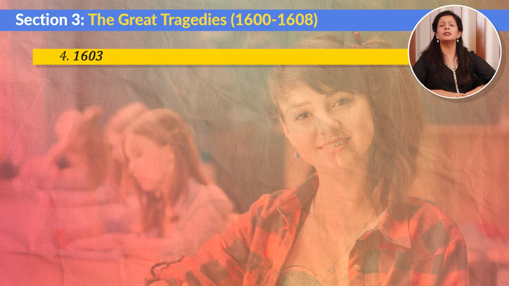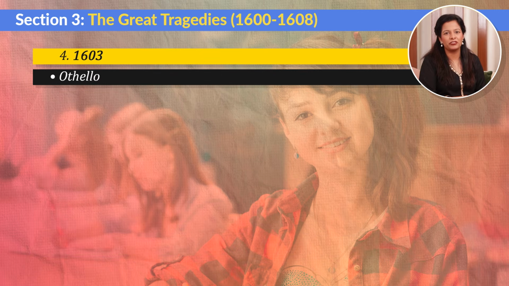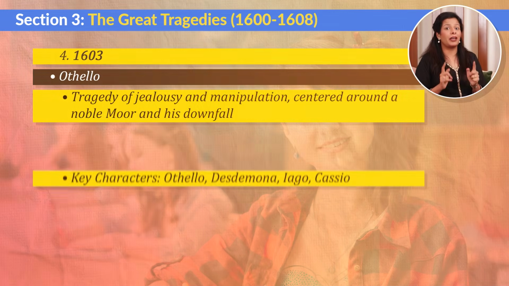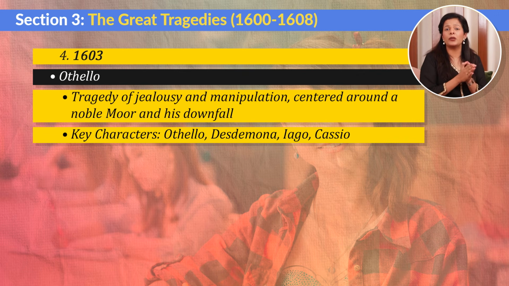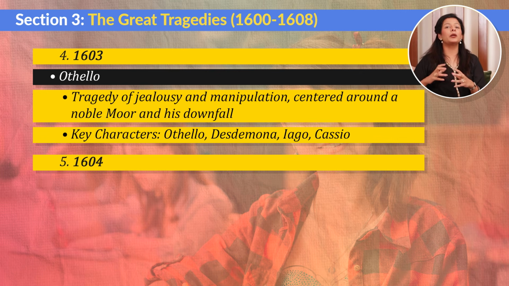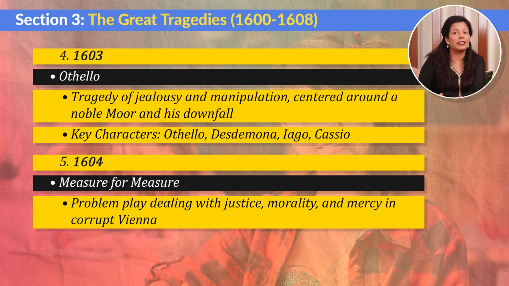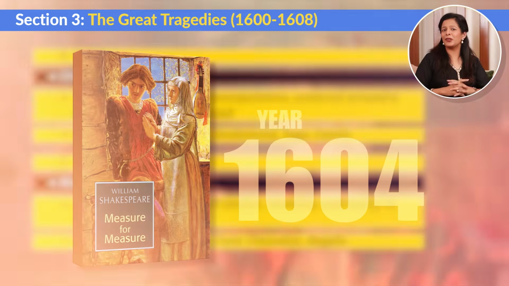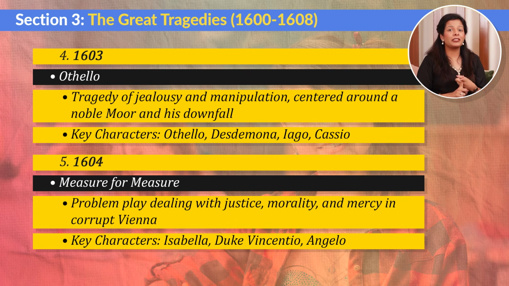In 1603 came another of Shakespeare's greatest tragedies, Othello. This powerful play explores jealousy and manipulation with unforgettable characters like Othello, Desdemona, and the villainous Iago. Then, in 1604, Measure for Measure explores themes of justice and morality. The story follows Isabella, a novice nun who pleads with Duke Vincentio to show mercy and fairness.